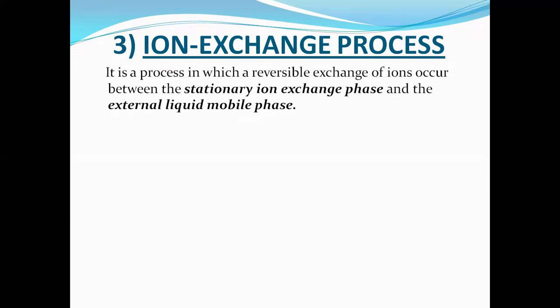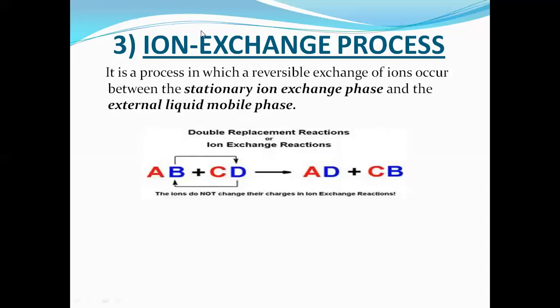Now it will be more clear from this reaction. See here, you can see AB plus CD. Suppose AB is the ion exchange phase and CD is the liquid mobile phase. So these are the two phases, and between these two phases your ion exchange process will take place. So here you can see that from the ion exchange phase, stationary, जो रुका हुआ एक ion exchange phase है, उसमें से B हमारा मोबाइल लिक्विड फेज में जा रहा है और लिक्विड फेज से आपका D स्टेशनरी फेज में आ रहा है. So this is basically the reversible exchange. यहाँ पे आपका रिवर्सिबल एक्सचेंज हो रहा है. So here you can get the product as AD plus CB.